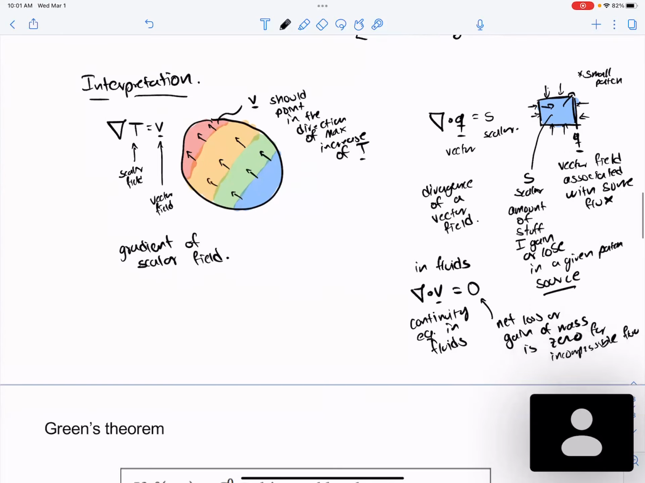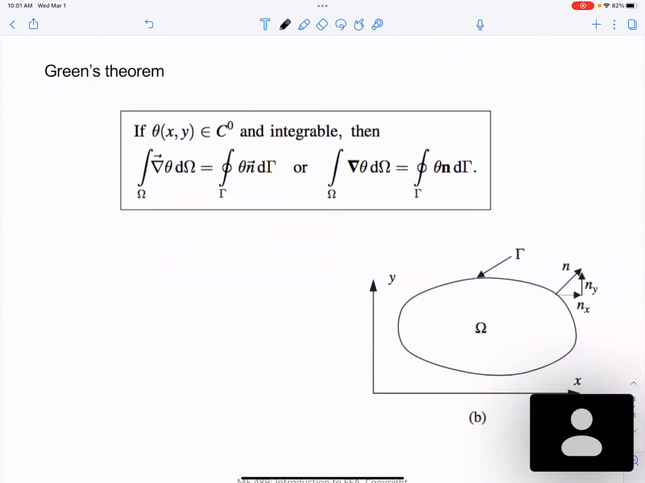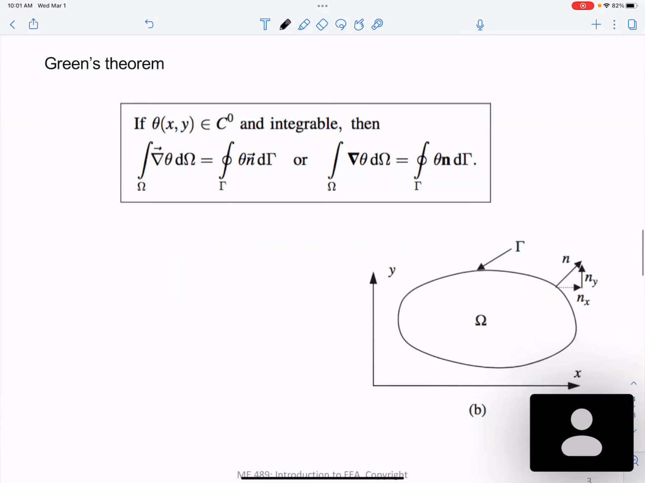All right. So then the next thing, which is in the book, is Green's theorem. Green's formula is integration by parts, but Green's theorem is not. So what is Green's theorem? You probably did this in your vector calculus class. It is a way of relating integrals over the domain to integrals over the boundary.